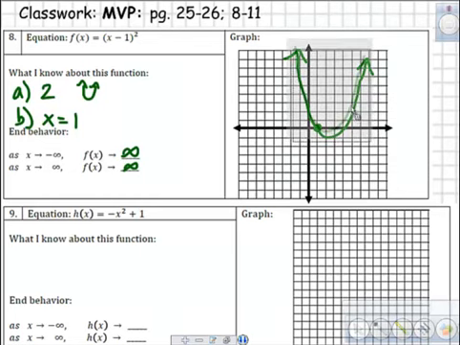So the way that we need to correct this graph is that it could only touch the x-axis at one spot. Here, let me move my little arrow, guys. So this is what I want you guys to consider as you're graphing these.